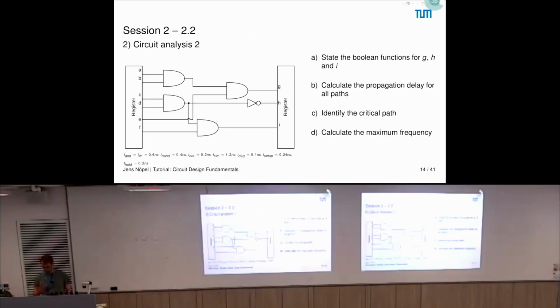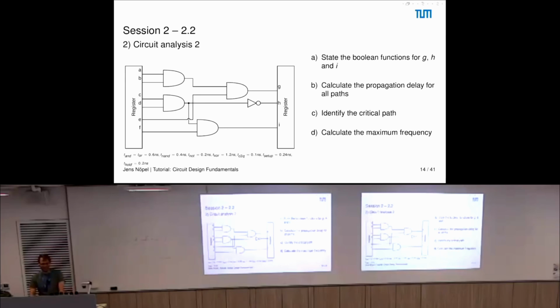Questions? No. All right, then I would say we do everything again. We state the Boolean functions for G, H, and I, calculate the propagation delay for all paths, identify the critical path, and then we calculate the frequency for this circuit now. So I give you around 5 minutes, maybe a little bit more for this. If you have any questions, raise your hand and I will come and help you out.